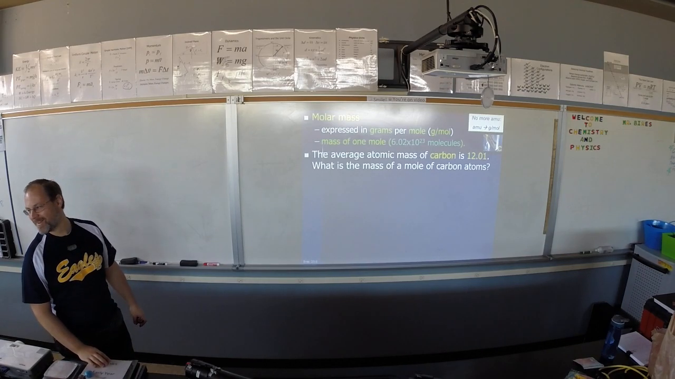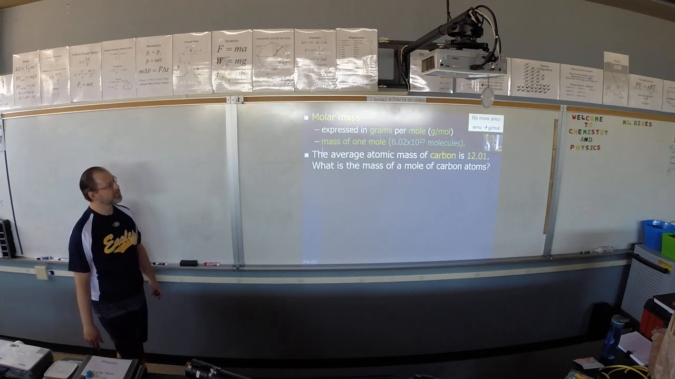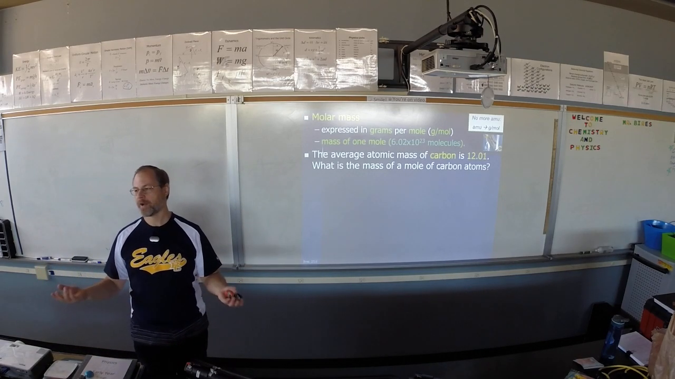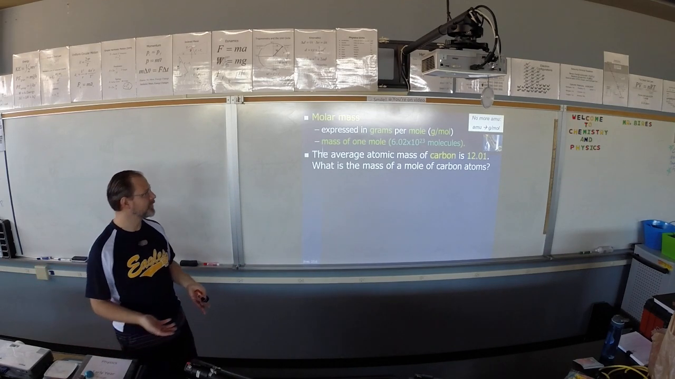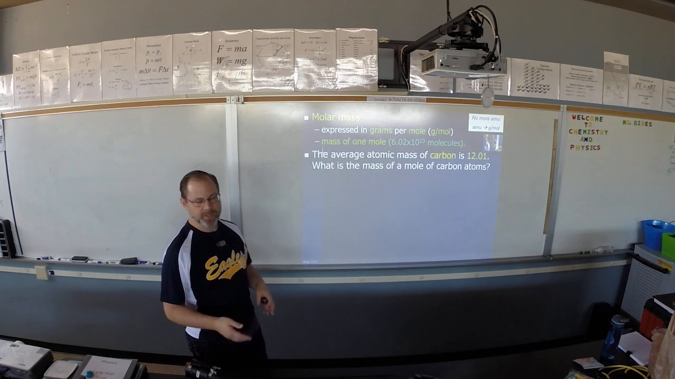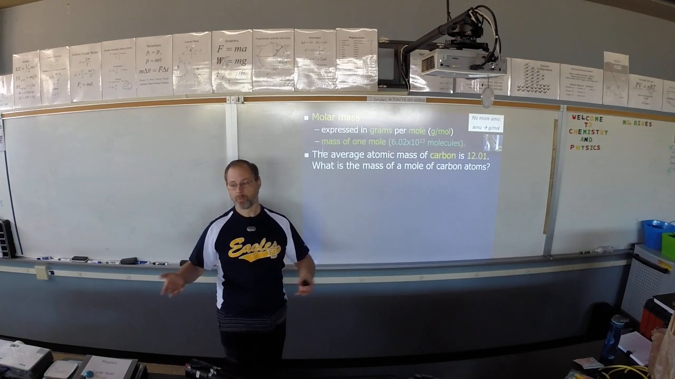Okay, so the average atomic mass is 12 grams of carbon. What is the mass of a mole of carbon? You blurt it out. Yeah, it's 12. That's what that means. If the average atomic mass of carbon is 12, that means a mole of carbon weighs 12 grams.